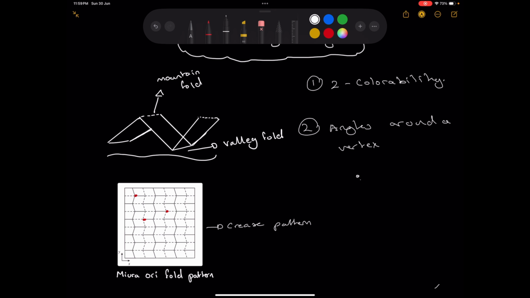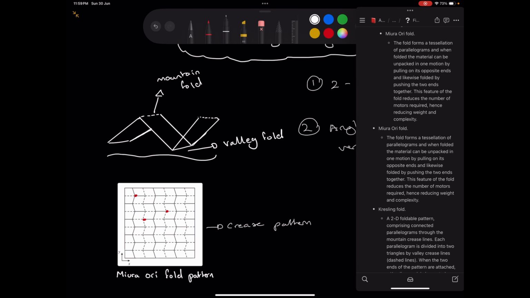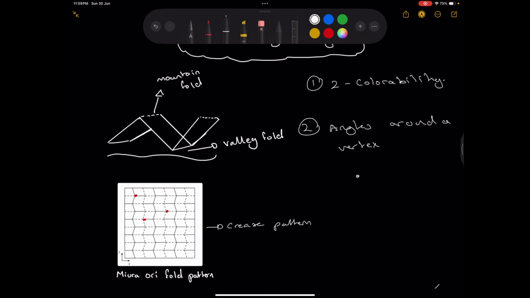So here, where I've just drawn a circle, this would initially be our vertex, and then let's say we have 6 angles. So let's label this 1, 2, 3. Sorry, my bad. So 1, 2, 3, 4, 5, and 6. And this is just like a zoomed in picture of a vertex in a crease pattern.